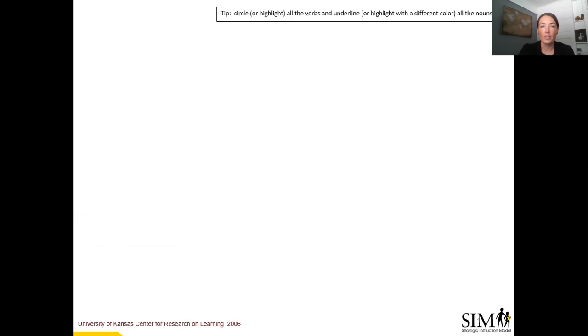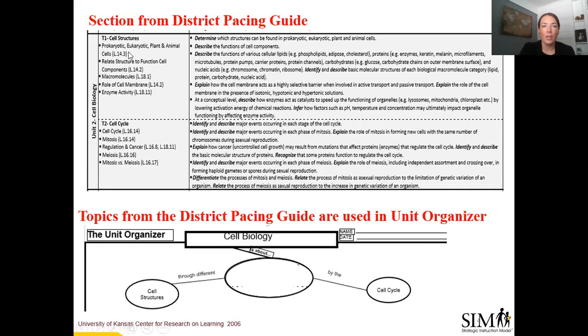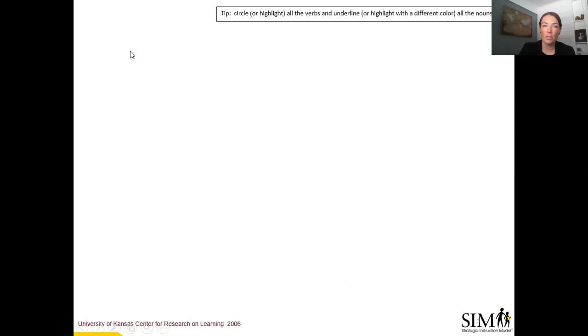From here, I'm actually going to go back. I'm going to look at my major standard or my parent standard, and I'm going to unpack it because this is the most important one for my students to really grasp. And in this case, it is L14.3, which is comparing and contrasting prokaryotic, eukaryotic, plant and animal cells. So what I'm going to do is unpack that standard so I can identify the critical content that must go on the unit organizer.